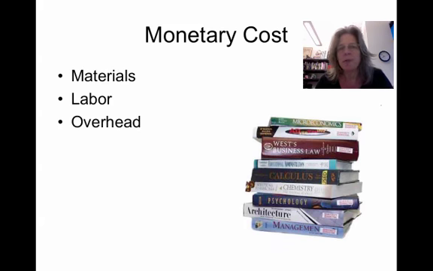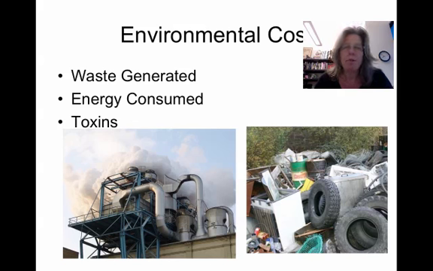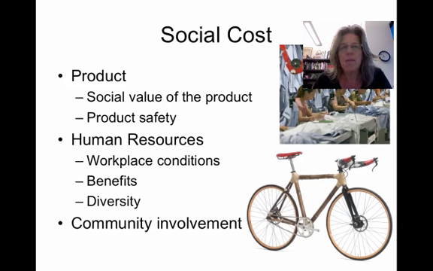of making textbooks. In environmental costs, we want to look at three different things: the waste generated, the energy consumed, and the toxins that are released. And if we can minimize those things, then we will be paying attention to the bottom line associated with the planet. On the social cost side, there's several ways that we can account for social interactions of our product.